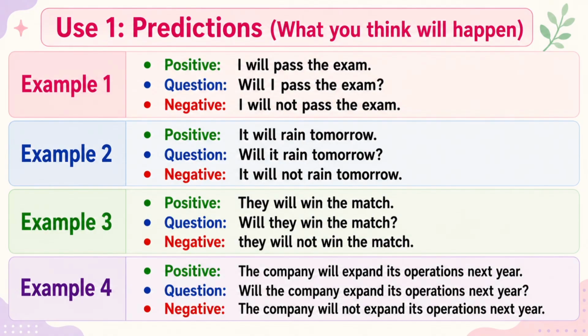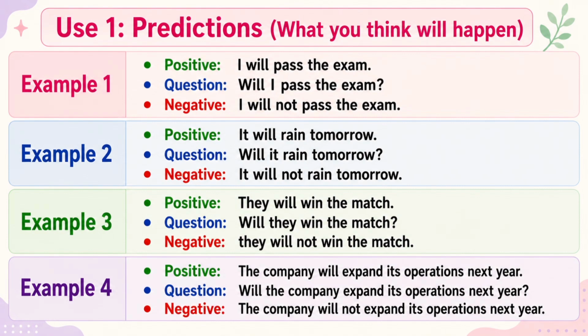Look at the first example. I will pass the exam. This sentence shows a prediction that the speaker thinks he or she will pass the exam. Now look at its question form. Will I pass the exam? Here, we simply move will to the beginning of the sentence to make a question.